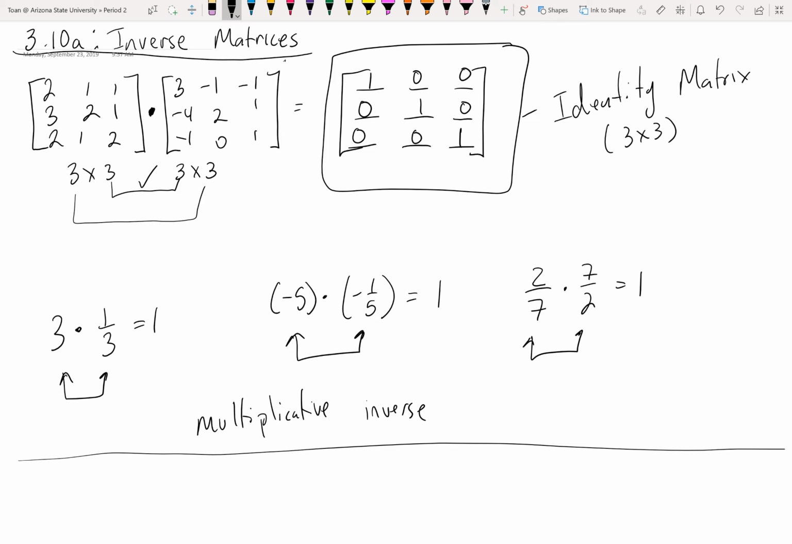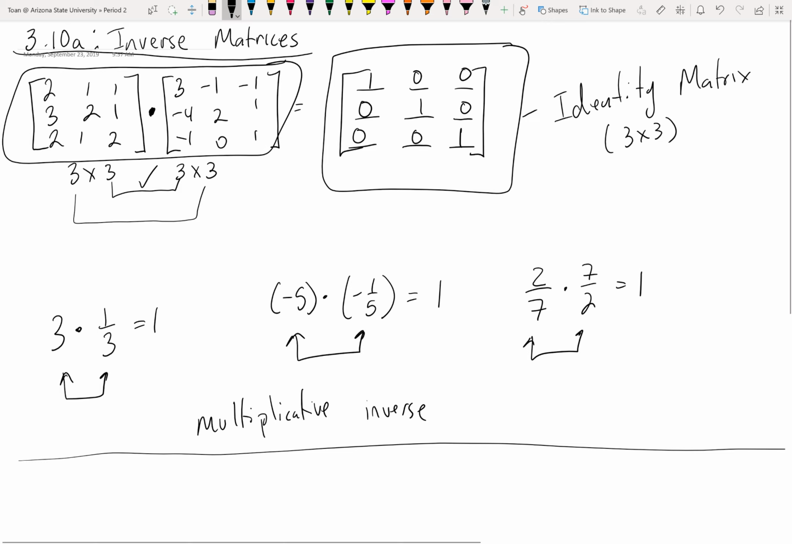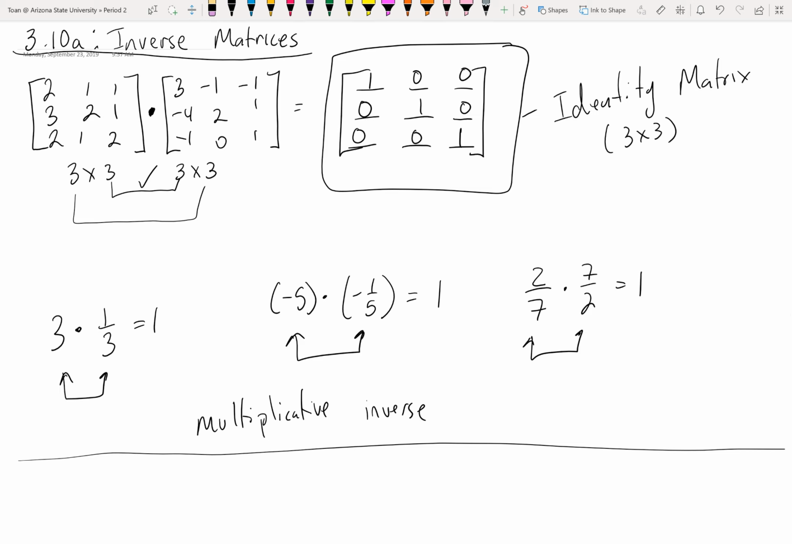Now, I was given these two matrices, right? But in life, they're not just going to hand you the inverse on a silver platter. We have to find it. How the heck do we find inverse matrices? That's the one topic, the only topic, that we're going to talk about today.